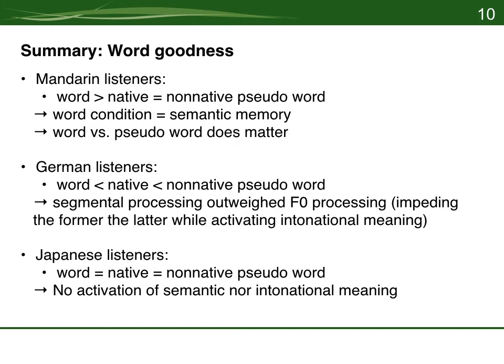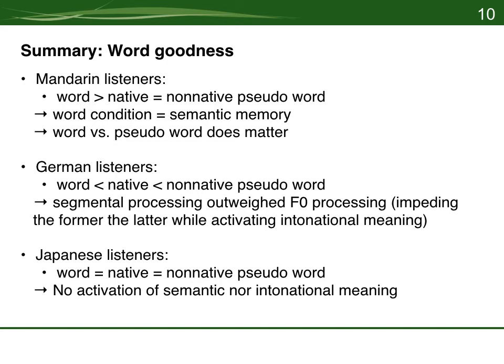On the contrary, our German listeners show that the lower the word goodness was, the larger the memory capacity became, suggesting that segmental processing outweighed F0 processing because the former impeded the latter. This claim further supports the finding that their memory capacity in the segmental condition was higher than in other conditions. Why was their F0 memory impeded by the segmental processing? We propose that the German listeners may have activated more intonational meanings while processing the stimuli of higher word goodness, and this made the F0 storing process more difficult.